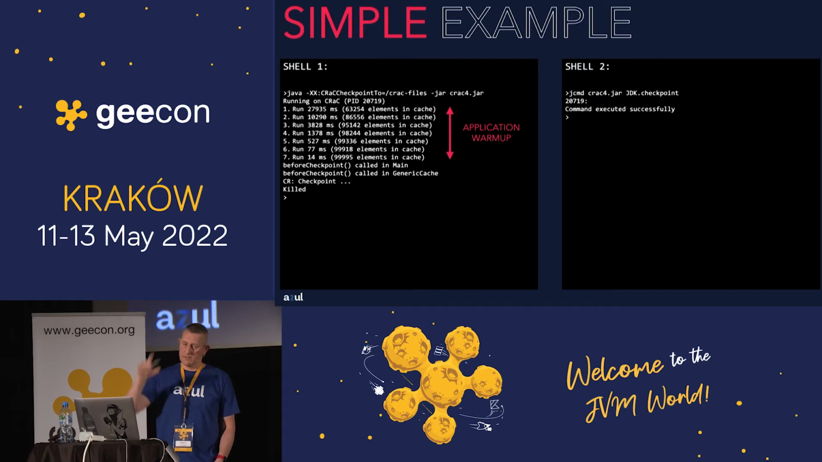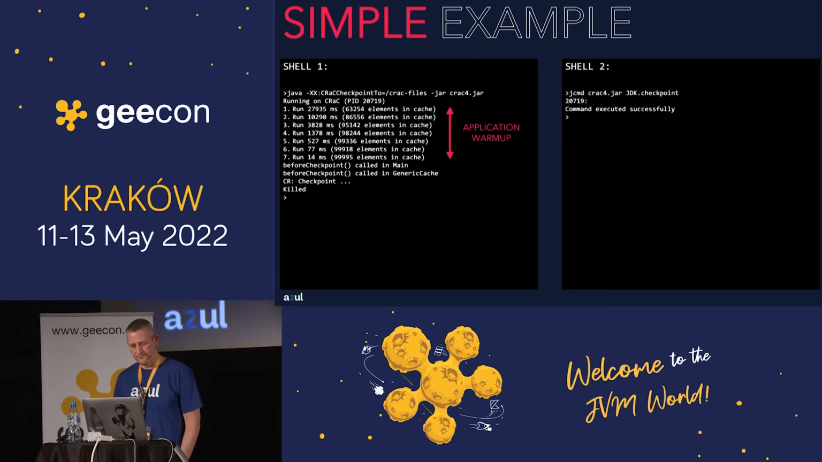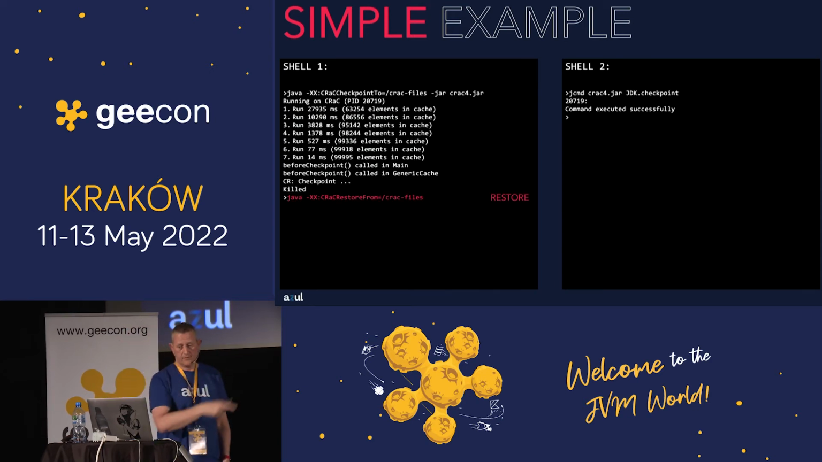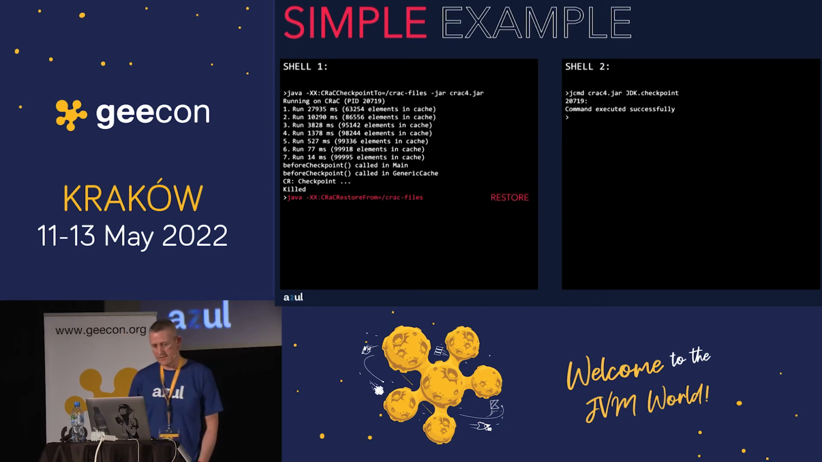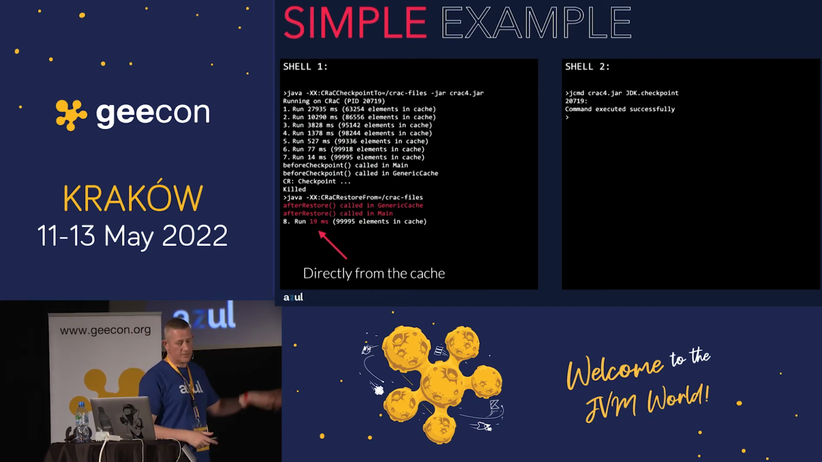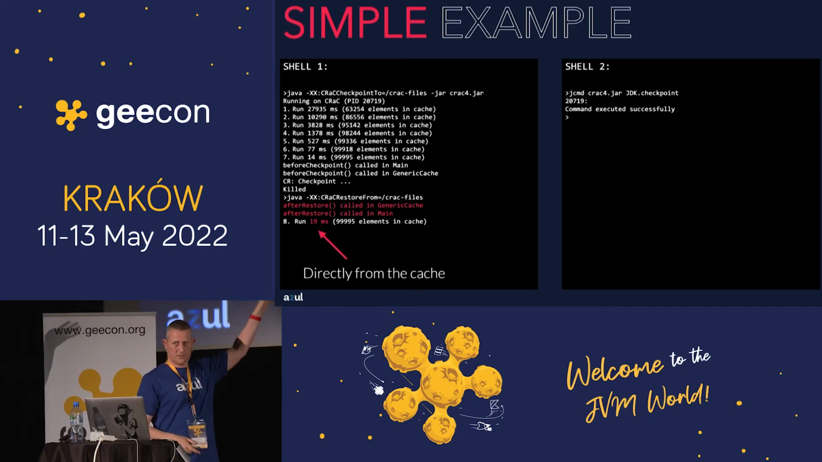And this between the arrows is the application warm-up time. And then when we restore it, I just call Java again. I link it to this folder, CRaC files. And when I start it, you see it will continue counting from 8. The last one was 7.